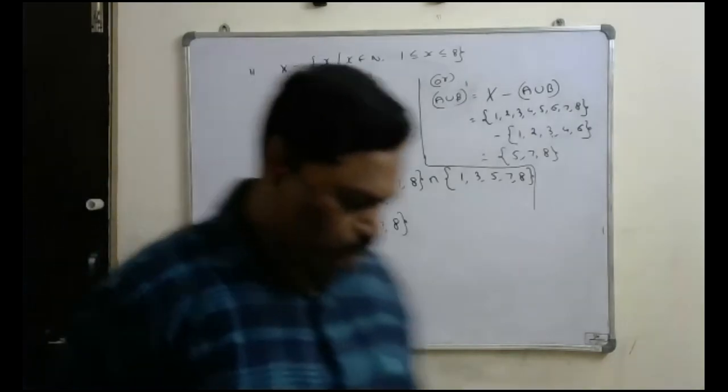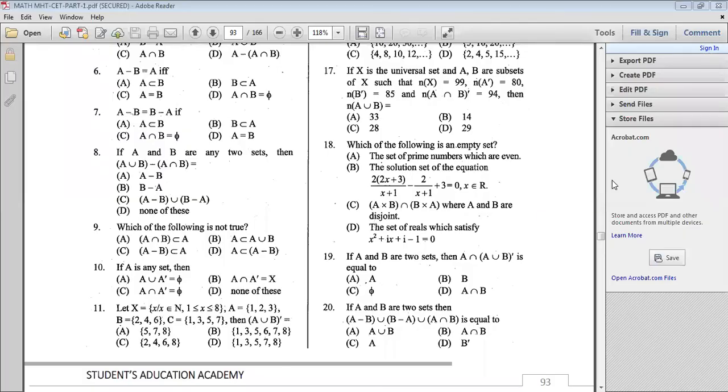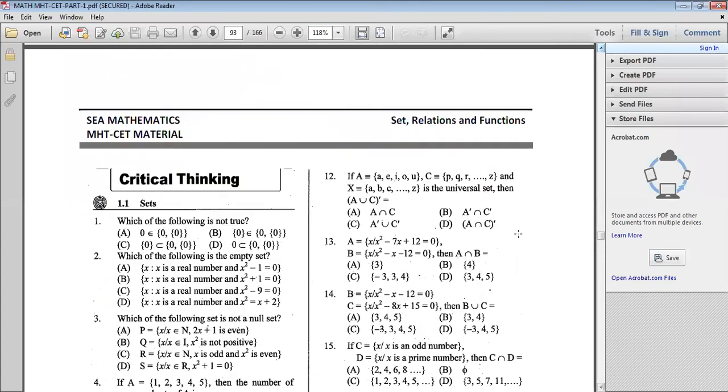Okay. Completed, sir. Okay. Next, look at the next problem. Observe this 12th problem.